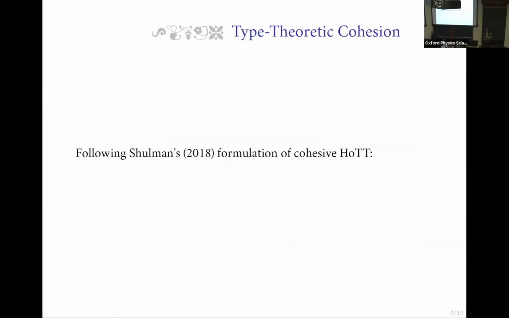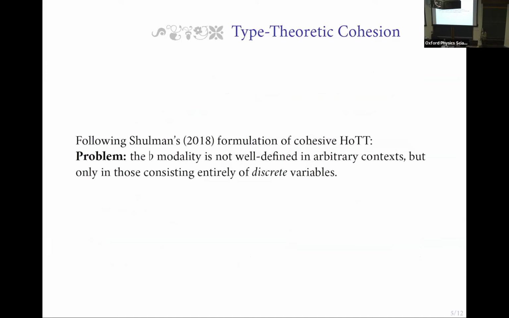And so, okay, I'm going to quickly show you a bit of what that internal language looks like. This is based on Mike Schulman's paper on cohesive homotopy type theory. When you start trying to include those modalities we saw that you get from cohesion, we face an immediate problem, which is that the flat modality isn't especially well behaved in normal type theory because it's not well defined in arbitrary contexts.